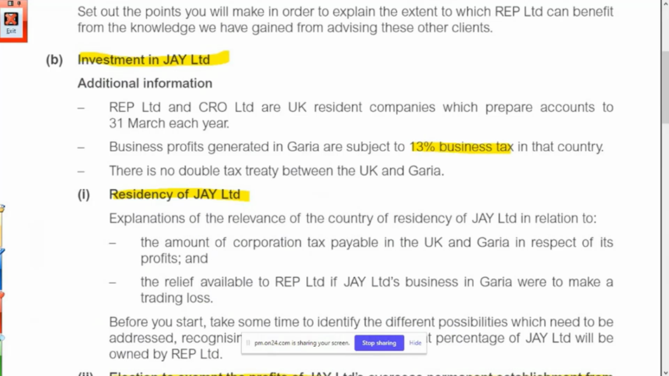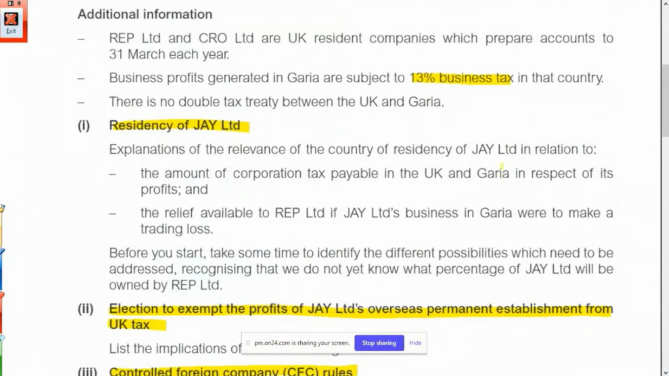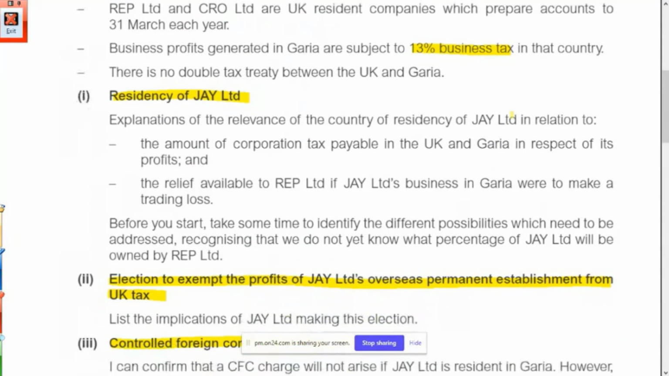Okay. Residency of J. We want explanations of the relevance of the country of residence of J in relation to the amount of corporation tax payable in the UK and Gary in respect of its profits, and the relief available if J's business in Gary were to make a trading loss. Before you start, take some time to identify the different possibilities which need to be addressed, recognising that we do not yet know what percentage of J will be owned by Rep Limited.